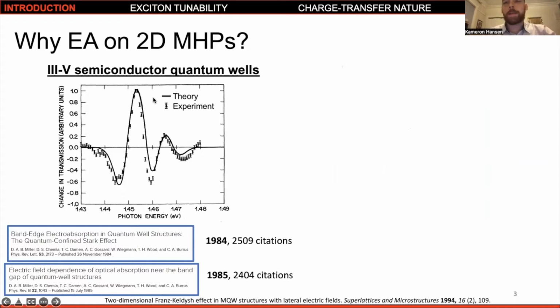So in these systems, they achieved a high level of agreement between theory and experiment in the electroabsorption signal, which led to some high impact studies. And electroabsorption, or EA for short, was the most significant technique to advance our fundamental understanding of the excitons in these systems. And additionally, to precisely measure the exciton's properties.